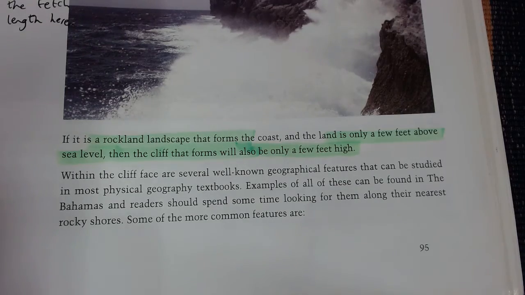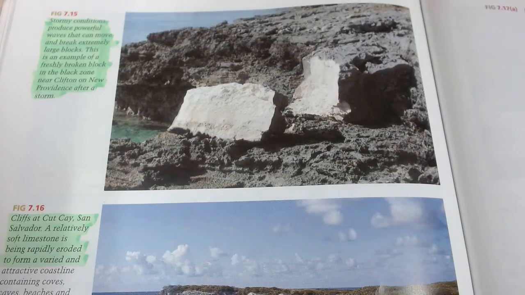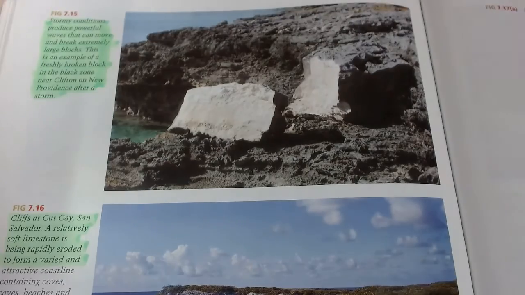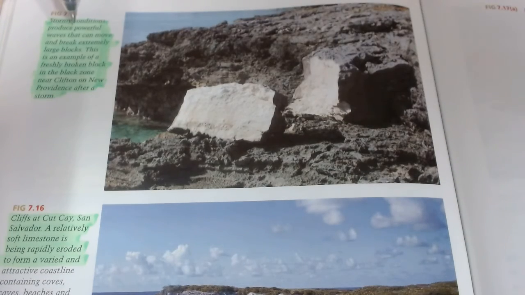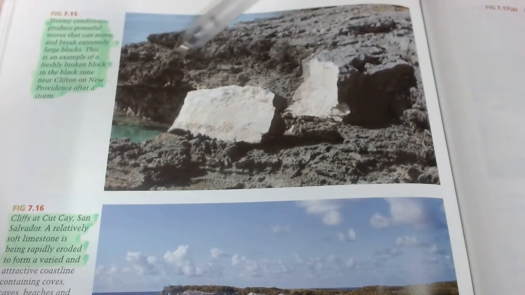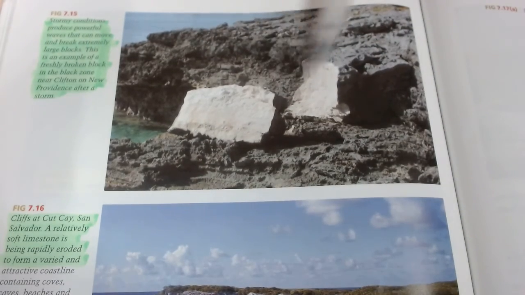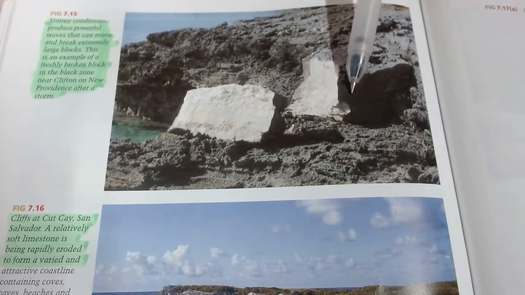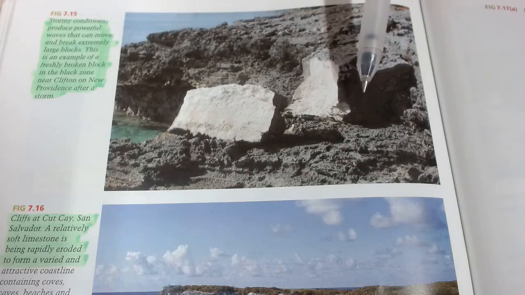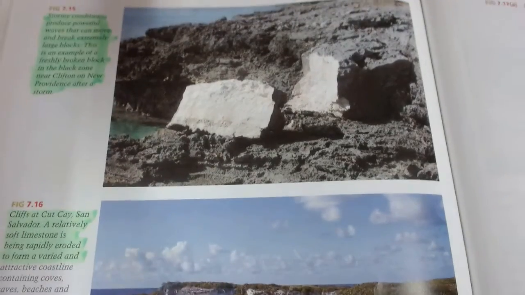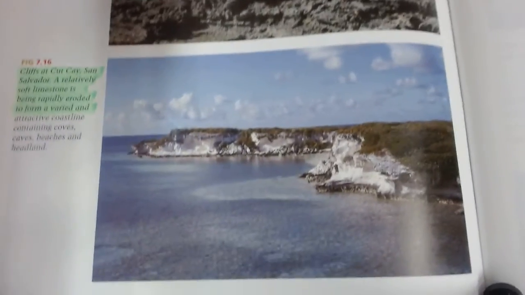Okay, so there's one more little bit on page 96, just these two images. Stormy conditions produce powerful waves, obviously, high winds, powerful waves, that can move and break extremely large blocks. We've got an example here out by Clifton again. The limestone has been coloured grey because it's been exposed, but this piece has broken off, and you can see very clearly where the big chunks of erosion have taken place. That's the level of erosion we're talking about with these destructive waves.